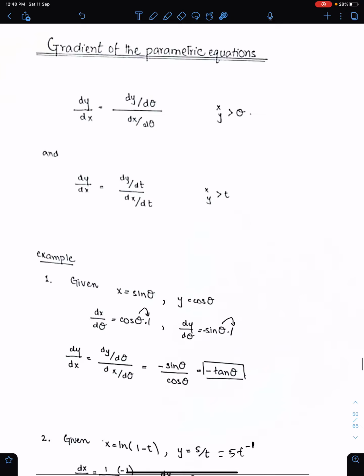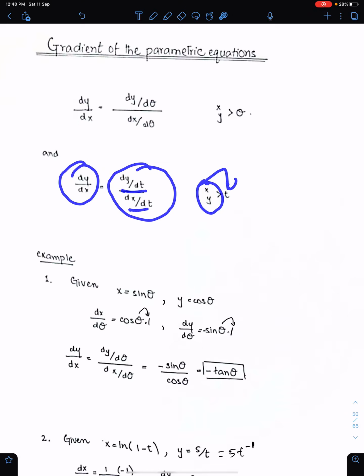Gradient of the parametric equations. When both x and y depend on theta, then this is the formula of the gradient: dy upon d theta, dx upon d theta. When they both depend on t, then this is the formula of the gradient: dy upon dt, dx upon dt.